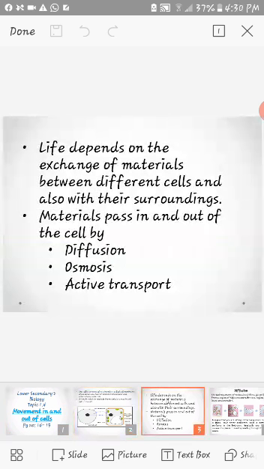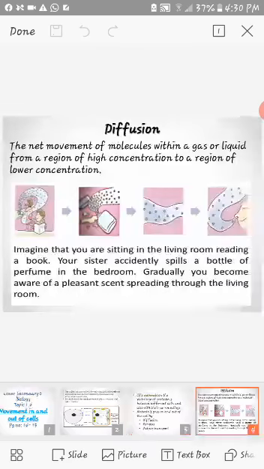So today we are going to discuss these processes. The material that passes in and out of the cell can be moved by using three processes, that is diffusion, osmosis and active transport. Today we are going to start with diffusion. What is diffusion?